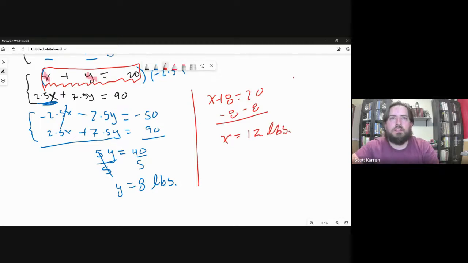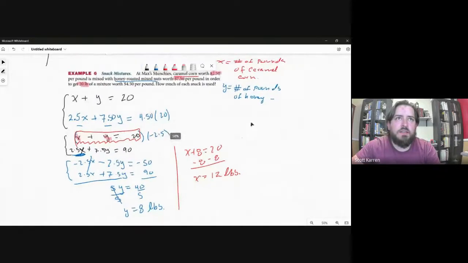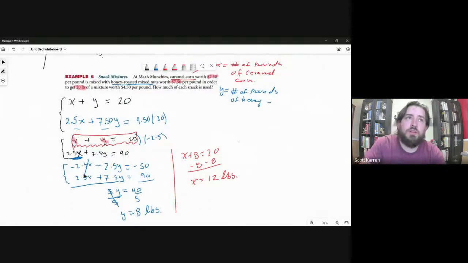So then in the context of this question, what does that mean? Well, we said that x was the number of pounds of caramel corn. So to answer the question, we would say that we're going to use 8 pounds of caramel corn and 12 pounds of mixed nuts.